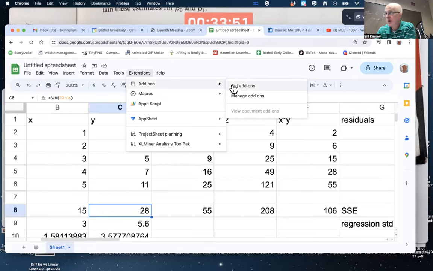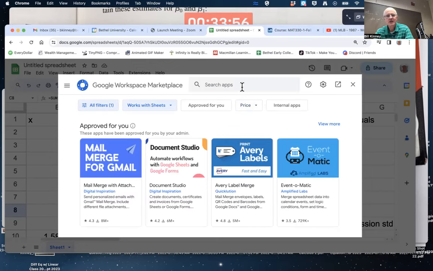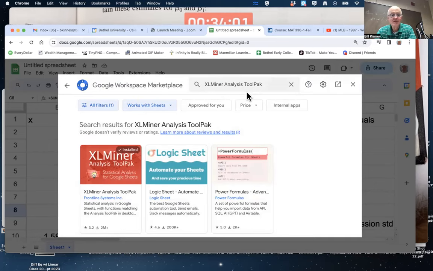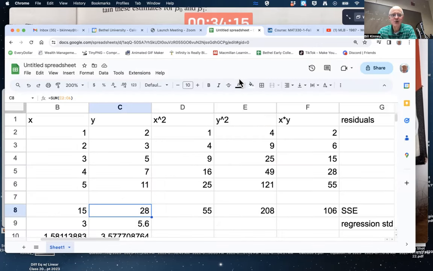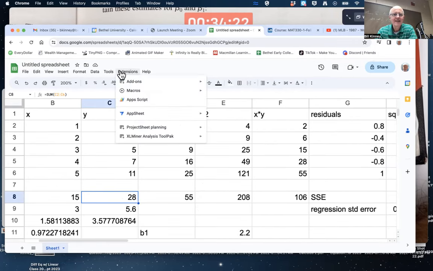If you didn't have that, which you probably don't, you'd want to get add-ons, and you'd want to search XLMiner Analysis Toolpak, okay? And you'd want to load it. It doesn't get the greatest rating compared to Logic Sheet and Power Formulas, but okay, it's what I'm used to using, so you should use it. We're going to use it here. You probably want to practice this a little bit.